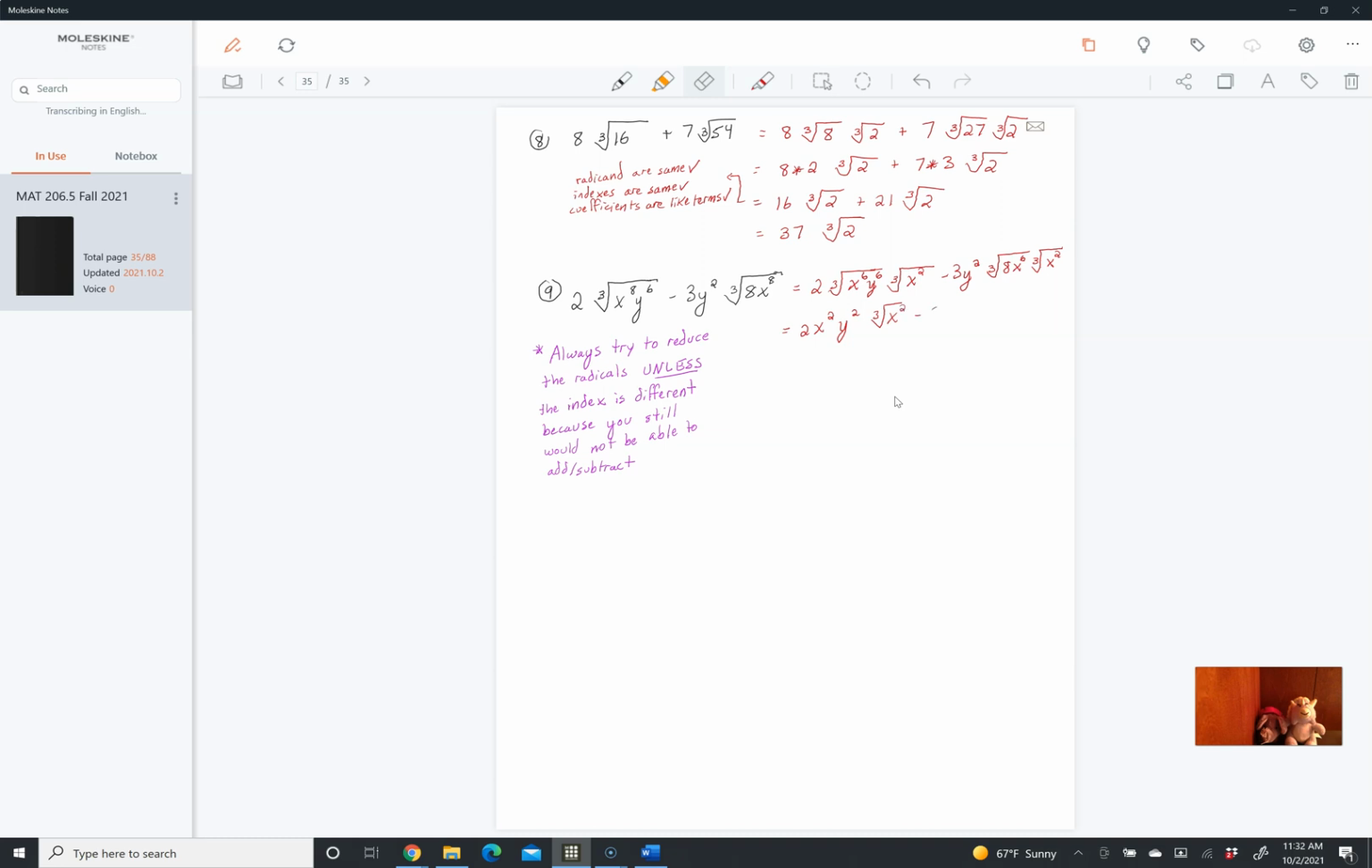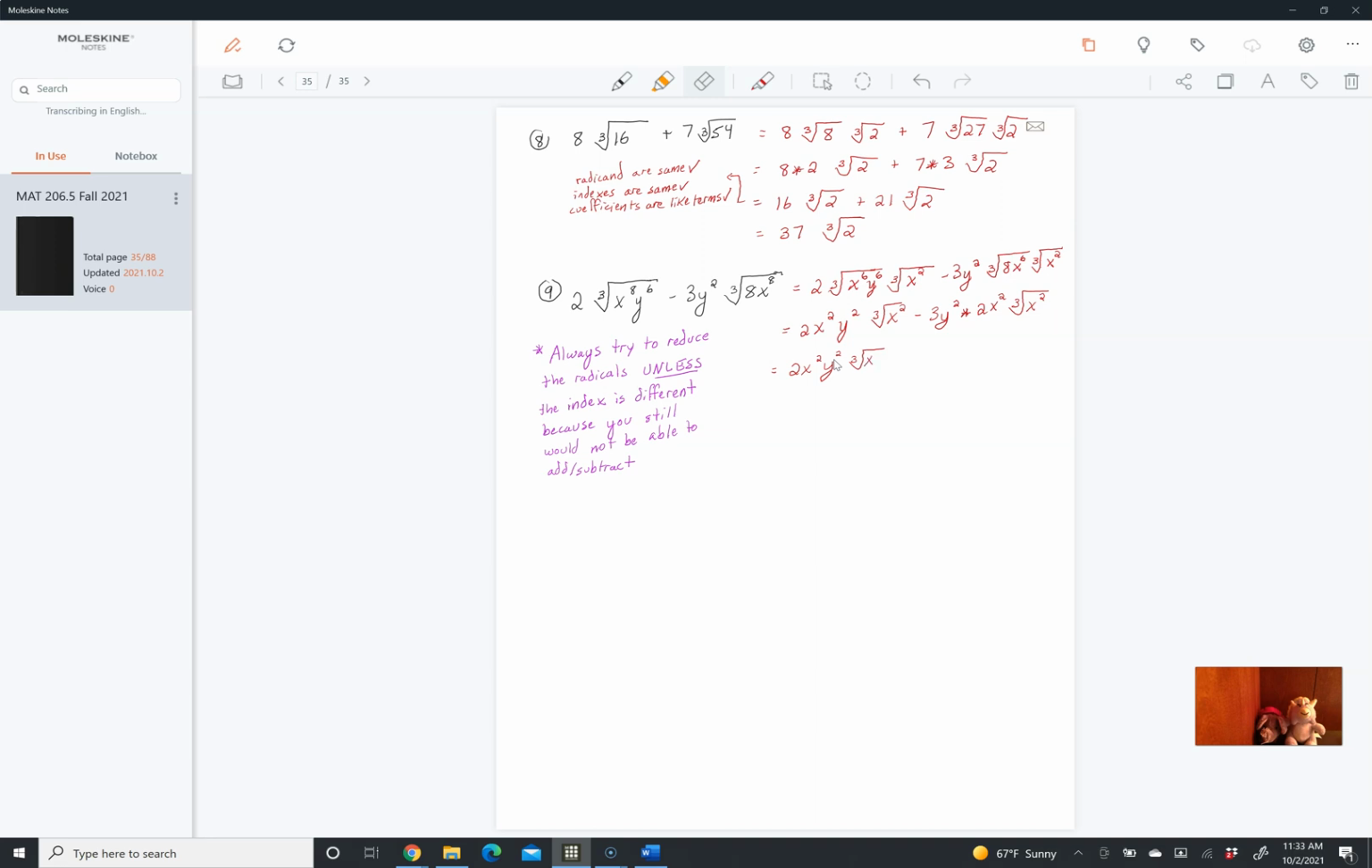Okay, now the other one. We have our 3y squared already there. Then we're reducing. Cube root of 8 is 2. Cube root of x to the 6th, well, 6 divided by 3 is 2, so we have a 2x squared. And then that cube root of x squared just stays. Okay, so let's continue. This first term is in its simplest form. We don't have to do anything: 2x squared y squared, cube root of x squared.